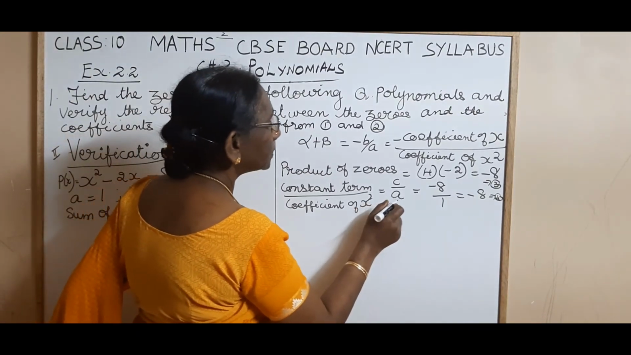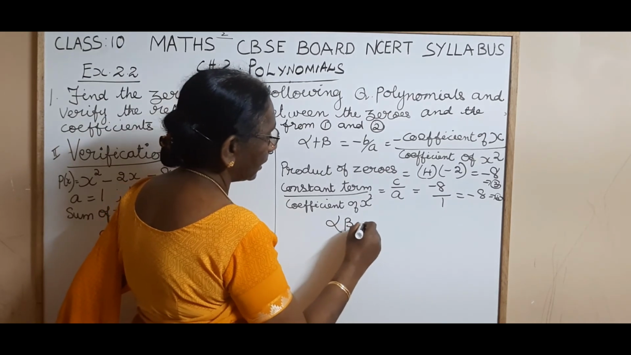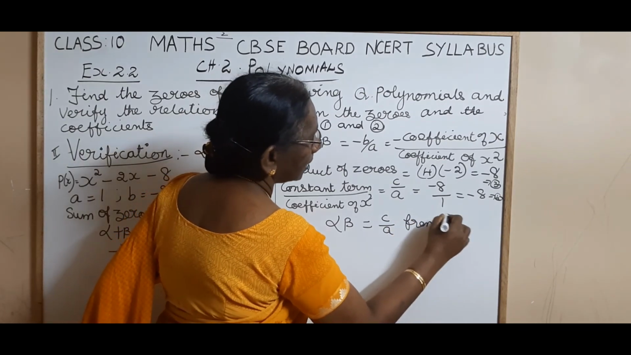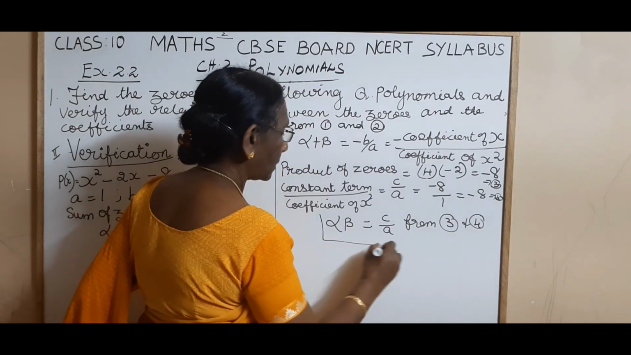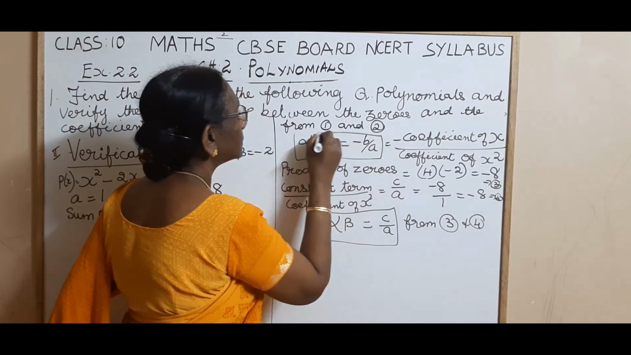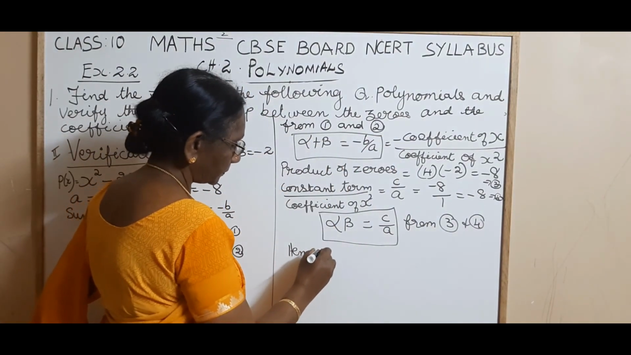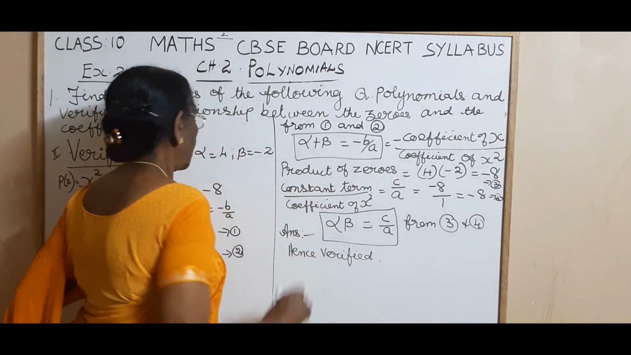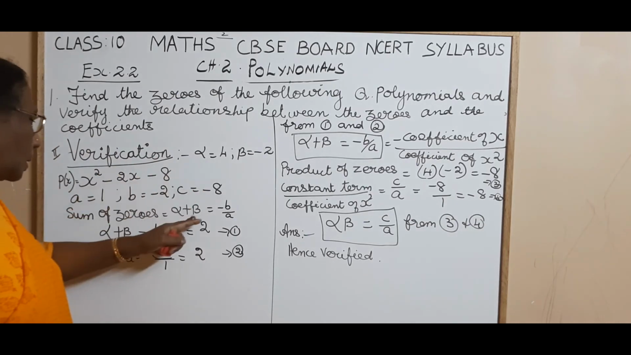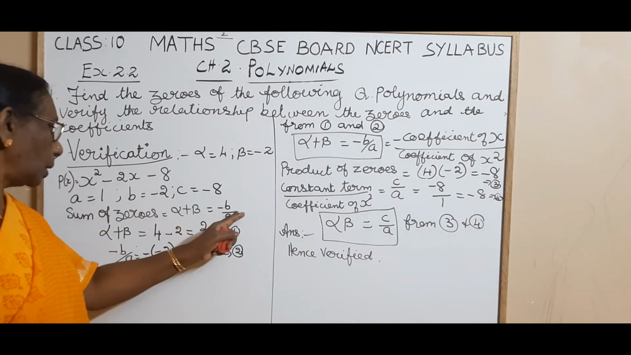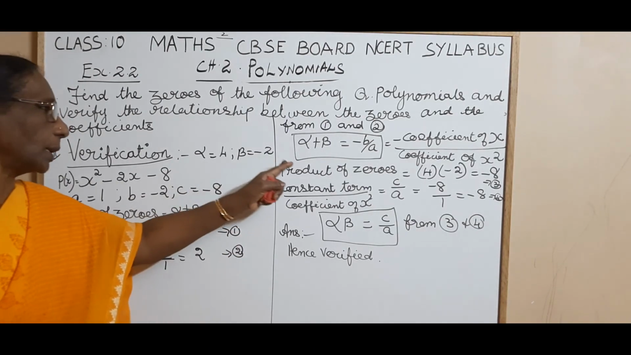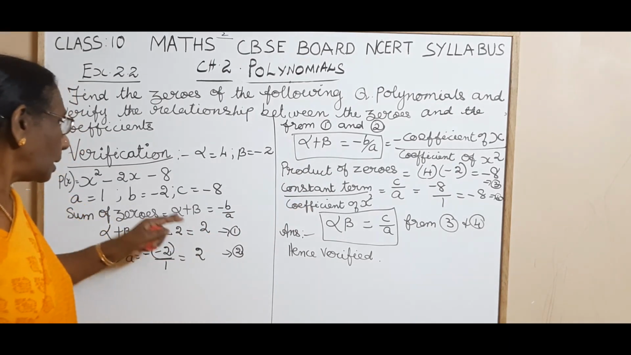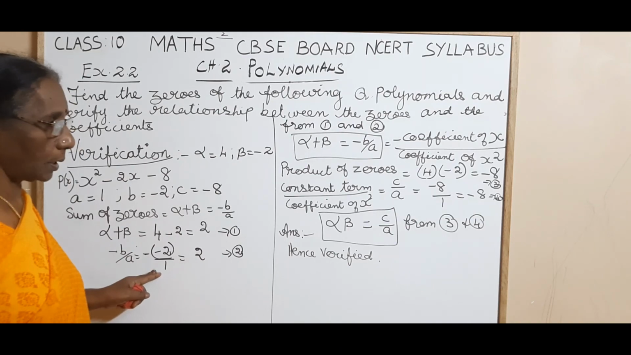So here this is the product of the zeros, alpha beta is equal to c by a, from 3 and 4. So hence verified. Have you understood, children? So for verification, you have to verify sum of the zeros alpha plus beta should be equal to minus b by a, and then product of the zeros should be equal to c by a. Alpha beta is equal to c by a. It is constant term by coefficient of x squared.